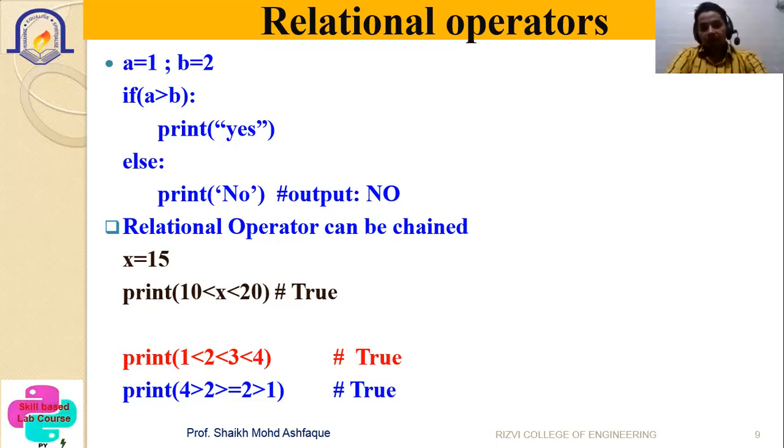Similarly, you can write the chained statement in this way also. Print 4 greater than 2, 2 greater than or equal to 2, 2 greater than 1. Right? So what will it do? It will print a true value. So the relational operator is used in an expression, or it can also be used like a chained expression where you can write multiple expressions together.